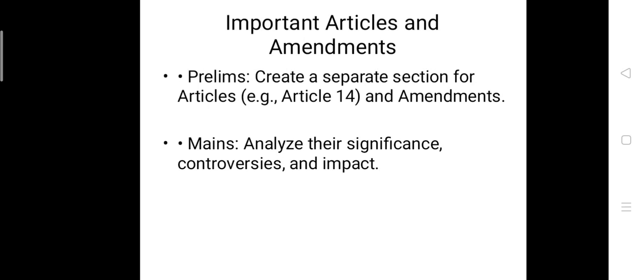And for mains, analyze their significance, controversy and impact, that is, how an amendment impacts society in socio-economic terms. Analyze what the significance is, what the importance is for poor people, and whether this amendment or article works for ground-level people or not. You have to think like that and develop critical ideas.